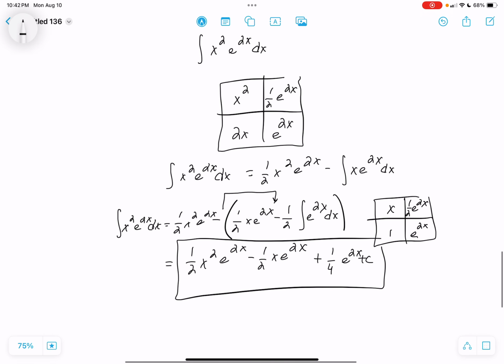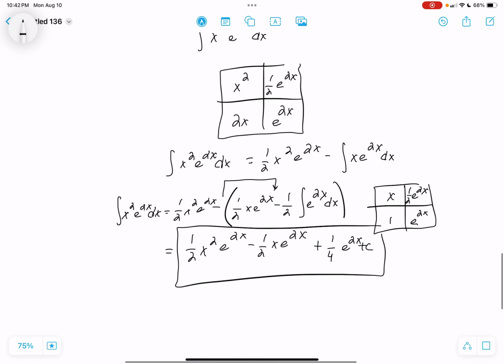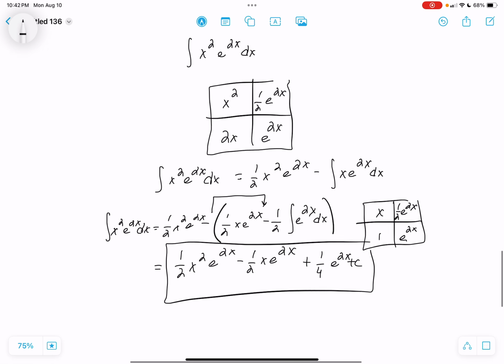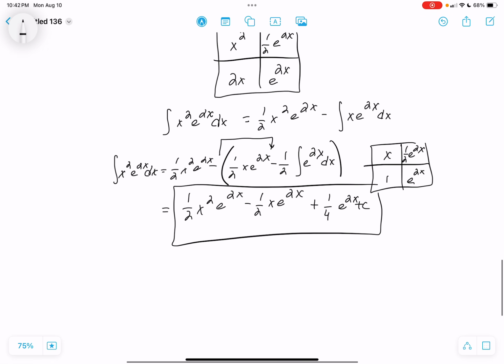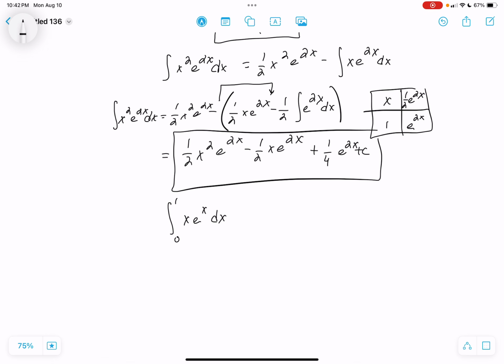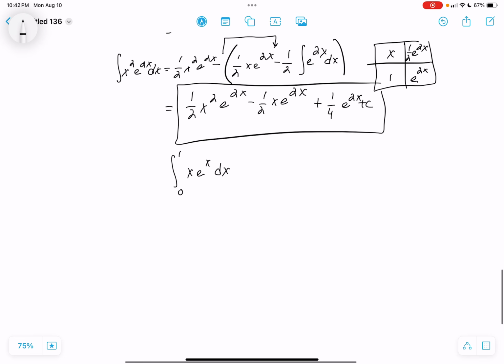So you can see that repeated integration by parts does get quite annoying. Now, let's say that you want to do a definite integral for one of these. Well, it's quite simple. So let's say we have the most known example is x e to the x dx. And say I want to take that from 0 to 1. All right? Well, how do I do that? Well, it's just the same thing. Put your box.